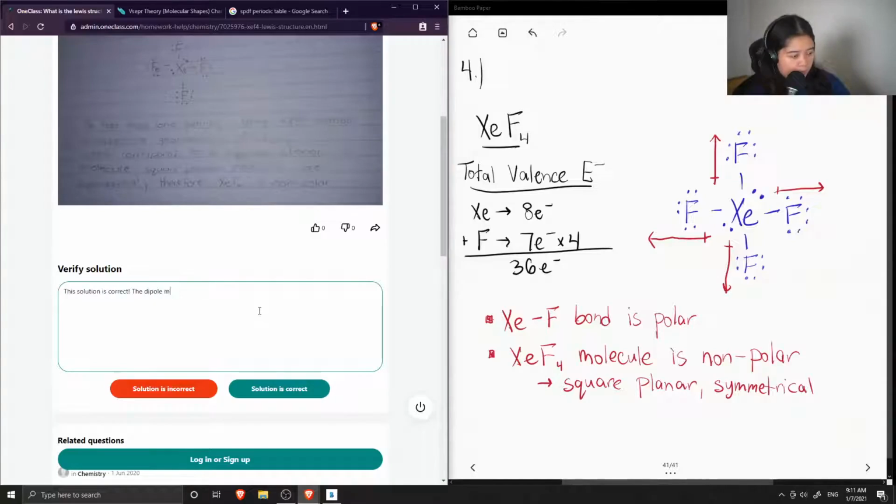The dipole moments in the xenon-fluorine bond will cancel each other out.